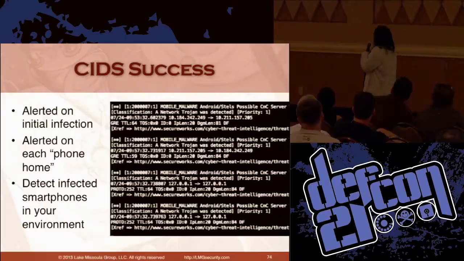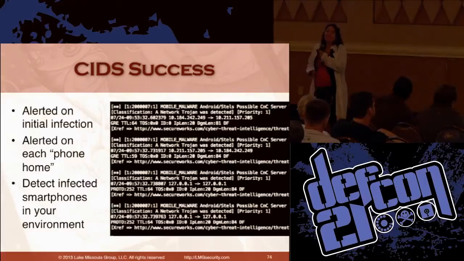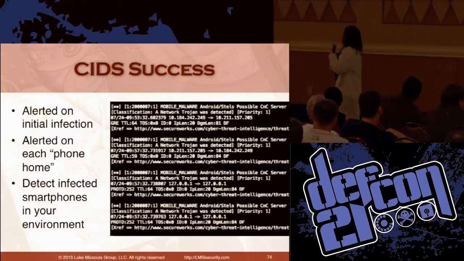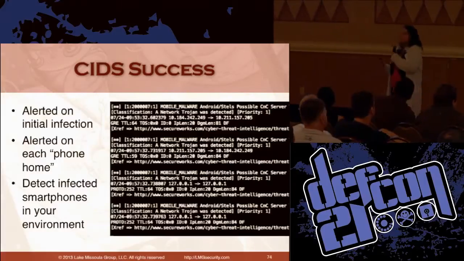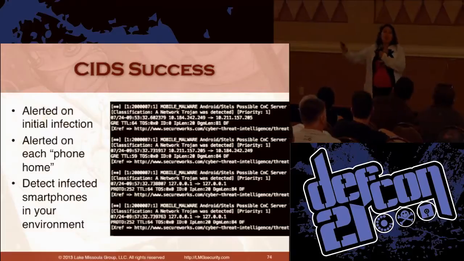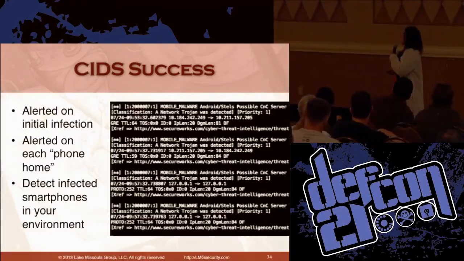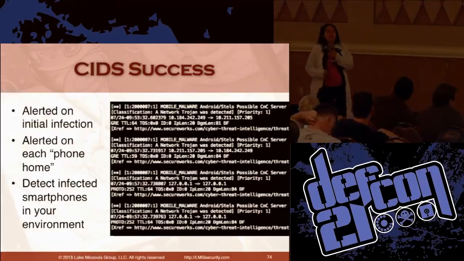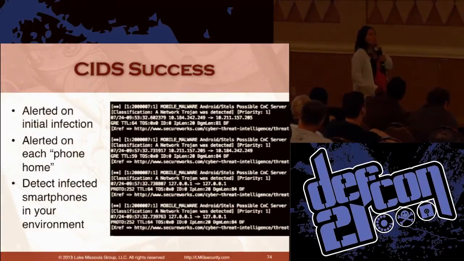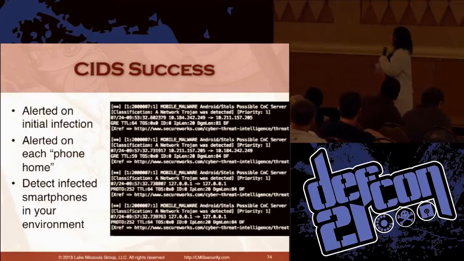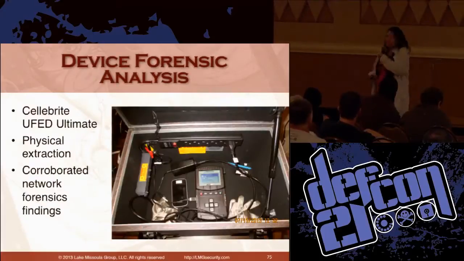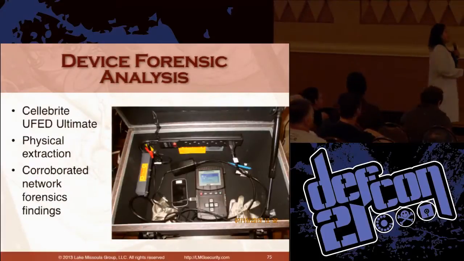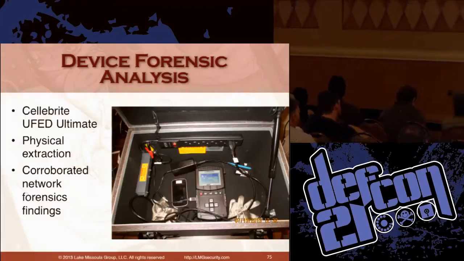So here's a screenshot. Our cellular intrusion detection system, CIDS, was successful. We alerted on the initial infection. We alerted on every phone home that the bot made to the attacker. And you can use this same method to detect infected smartphones in your environment, whether you're at home or whether you're at work. So now Randy Price is going to talk about the device forensic analysis.